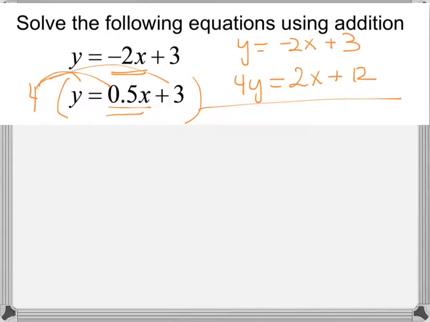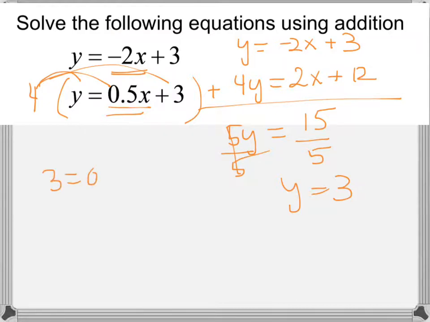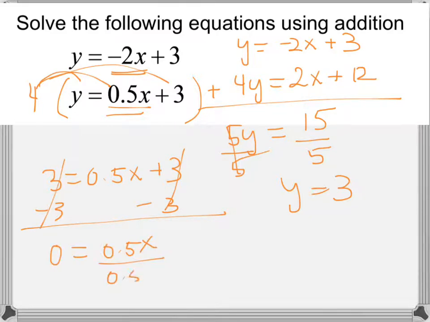And then I would carry this through, so let me add everything together. I'd have 5y is equal to 15, so divided by 5, y must be equal to 3. And then substituting that back in, I'd have 3 is equal to 0.5x plus 3. Okay, subtract 3 from both sides, I'd have 0 is equal to 0.5x. If I divide both sides by 0.5, well, x must be equal to 0. 0 divided by 0.5 is 0. So we're suggesting the point is 0, 3.